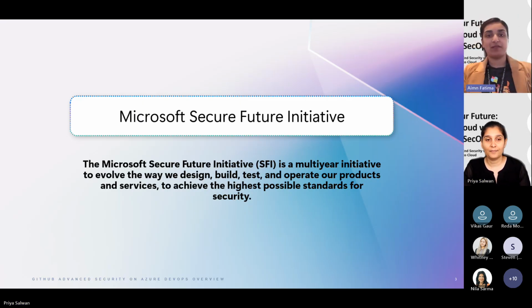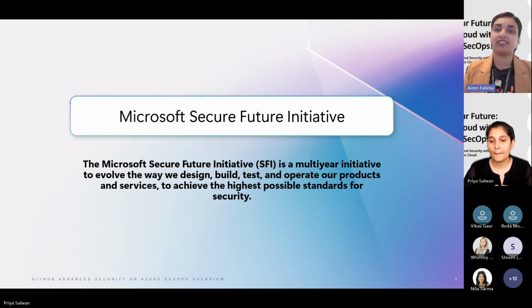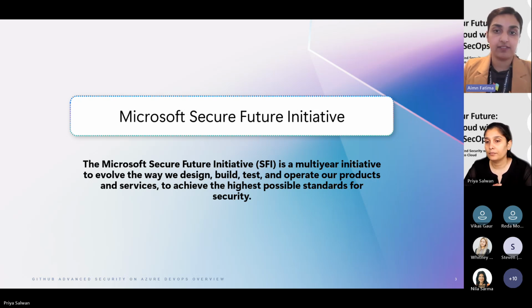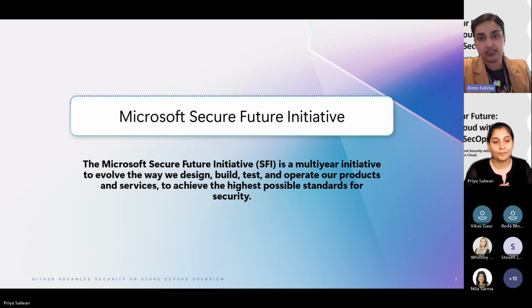Hi everyone, I'm Eamon and I am an SFI evangelist. And this is why I would like to begin the session today with an introduction to the Secure Future Initiative. So the Microsoft Secure Future Initiative, or SFI, is a multi-layer effort aimed at evolving the way Microsoft designs, builds, tests, and operates its products and services to the highest possible standards of security.